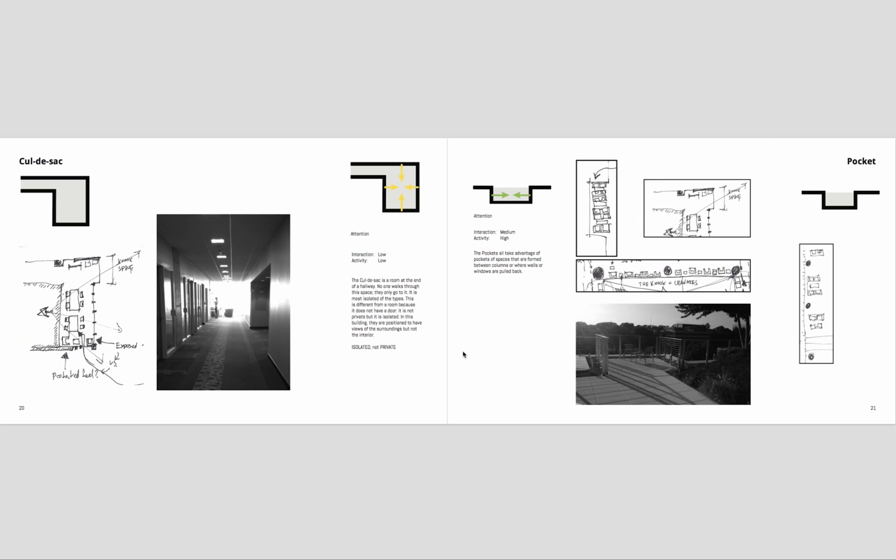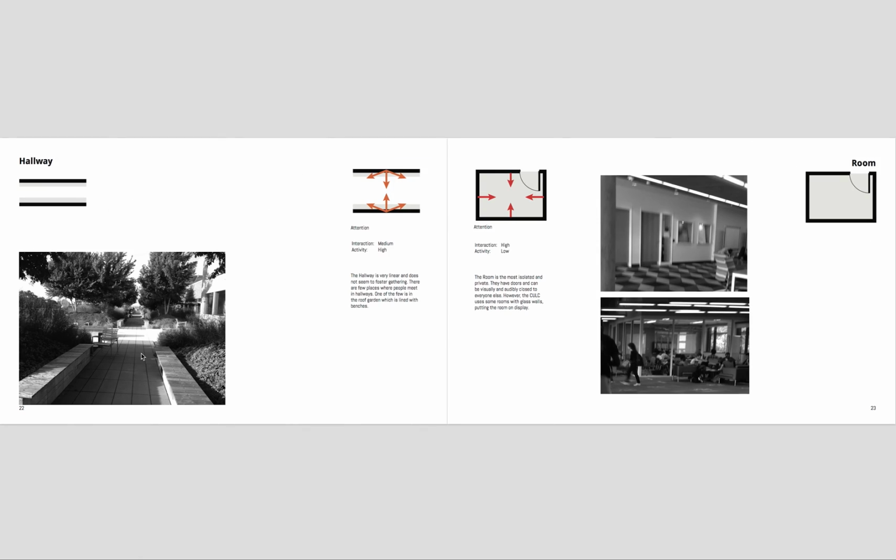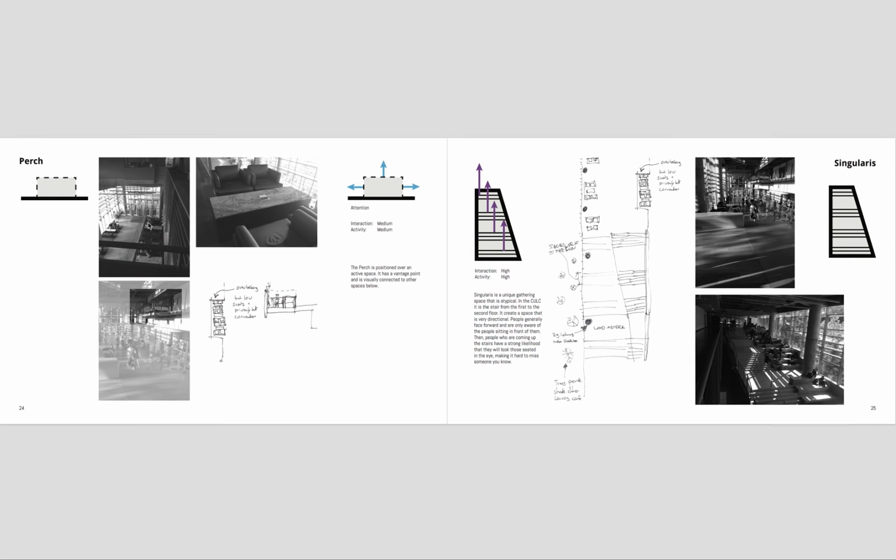All right, you can pause and look at any one of these a little bit more if you want. There are spaces I call the cul-de-sac, the pocket, the hallway, rooms, which are completely separated off with doors, the perch, of which there was only one, located over a primary atrium space, and then the singularis, which is what I call this space here. This is a really unique space within the Colk, one that's different than all the others. It's on these stairs, which provide an amphitheater type of situation. There are lots of people walking through this axis of the building and through this atrium space.